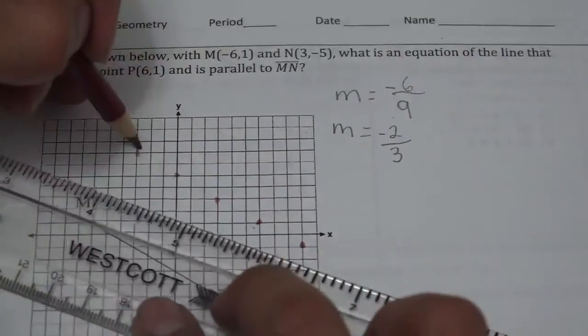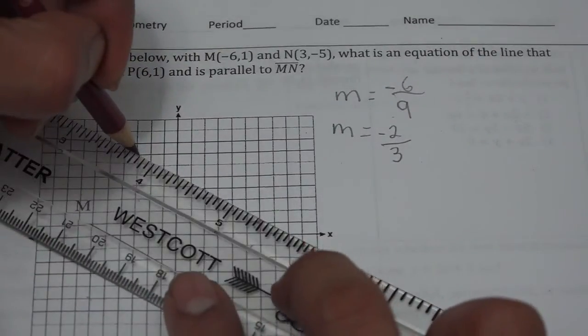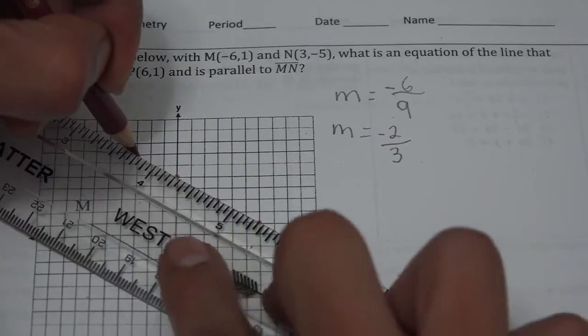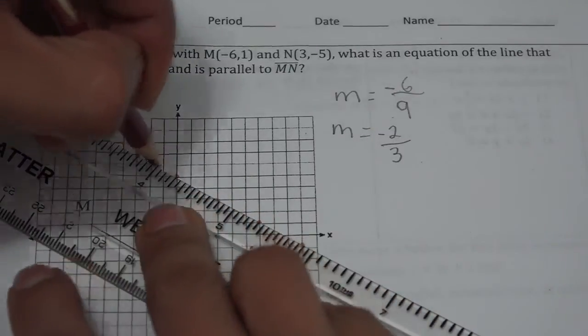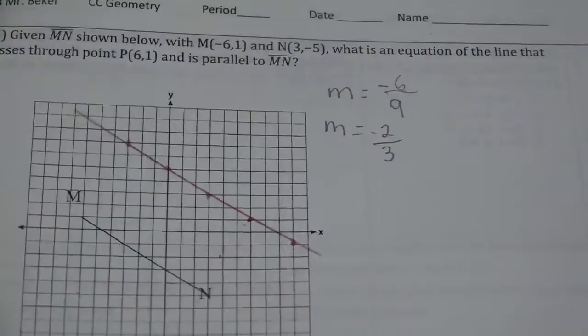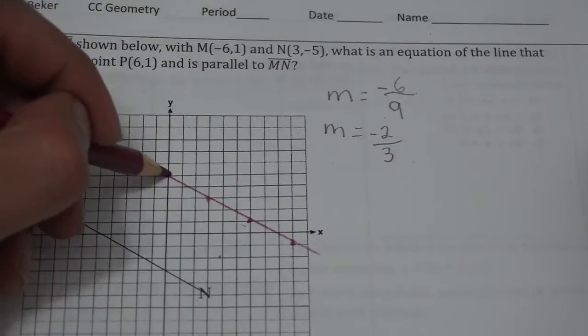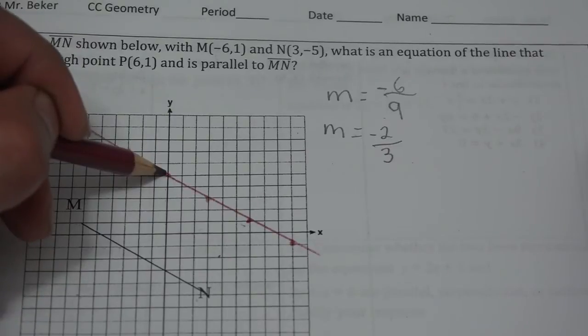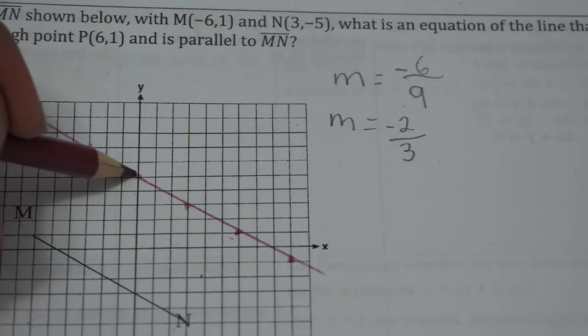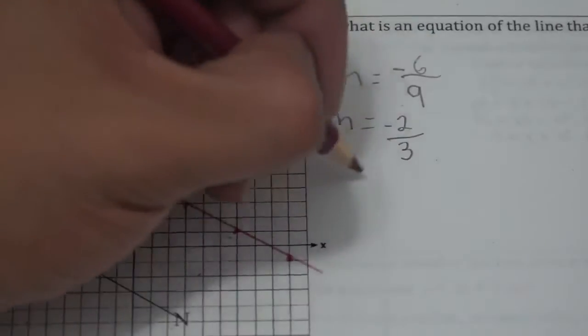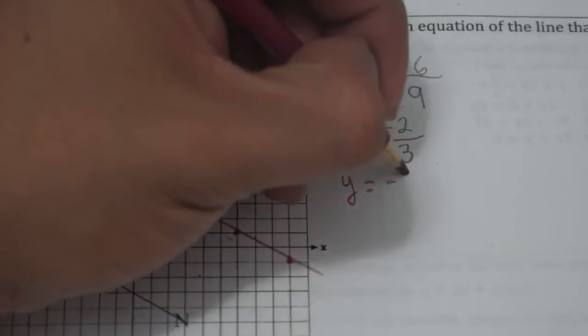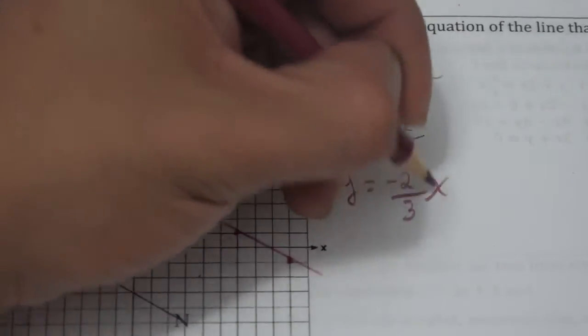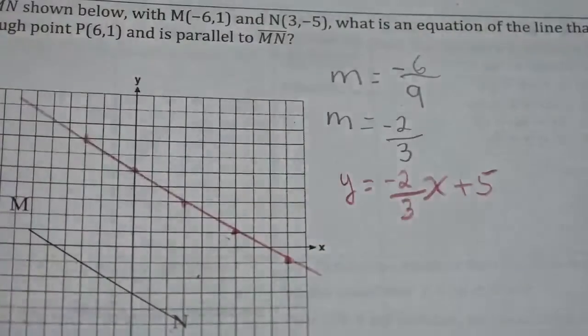You don't have to connect it, but I'll connect it. Okay, and I hope I'm doing it right. So anyway, my y-intercept is 1, 2, 3, 4, 5. My y-intercept is 5. Then I write my equation. Y equals, since it's parallel, they have to have the same slope. You put the x in there, and then plus 5.